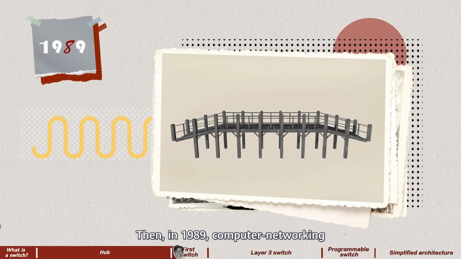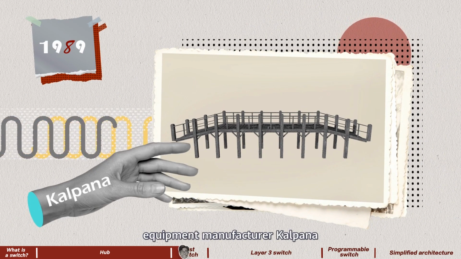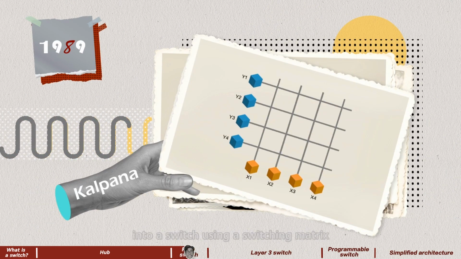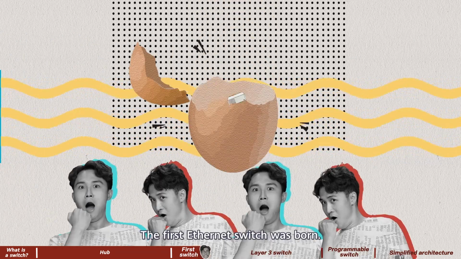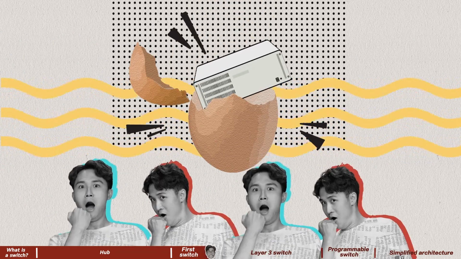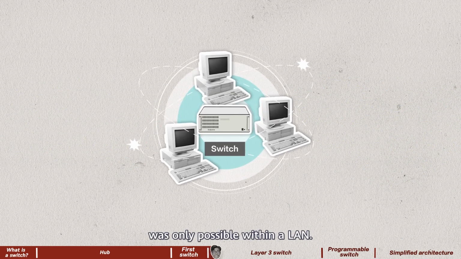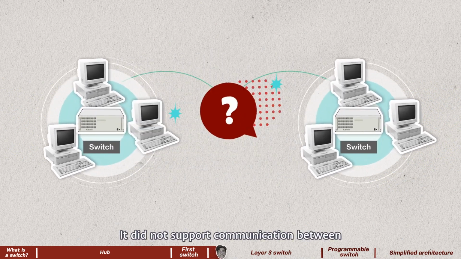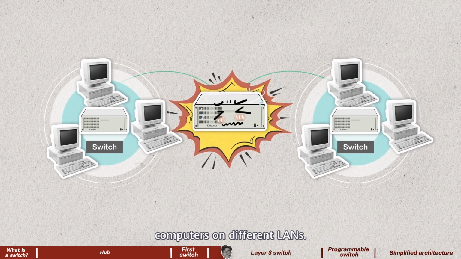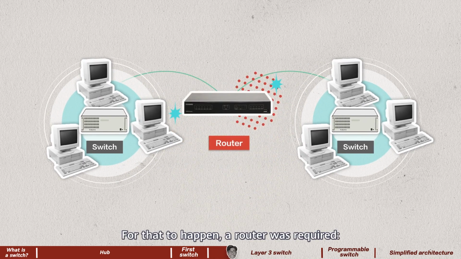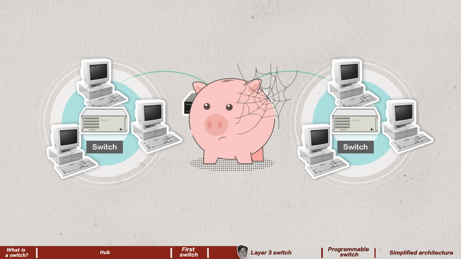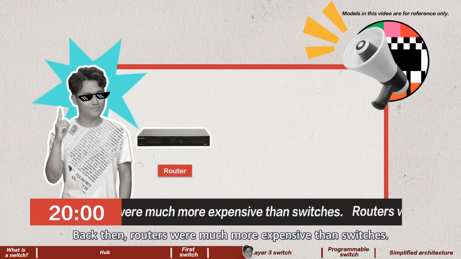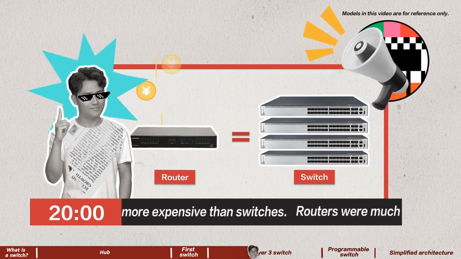Then, in 1989, computer networking equipment manufacturer Kalpana turned a single-channel hub into a switch using a switching matrix, allowing multiple computers to communicate at the same time. The first Ethernet switch was born. But communication through the switch was only possible within a LAN. It did not support communication between computers on different LANs. For that to happen, a router was required, a device that was simply unaffordable for most companies. Back then, routers were much more expensive than switches.